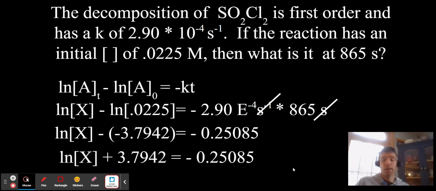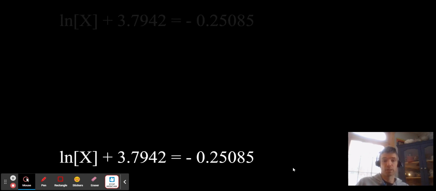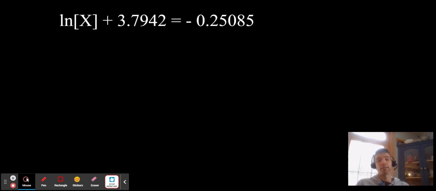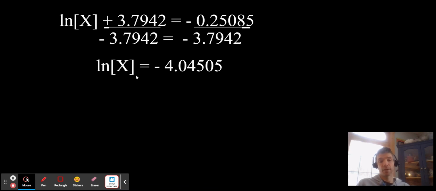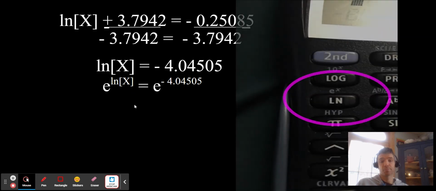All right. And now I ran out of room on this slide, so I'm going to bring it up here. Now the next step is to subtract this number from both sides. All right, and these two things would become a bigger negative. And here I am, the natural log of x is this. Now to get rid of the natural log, you have to take e to the x of both sides. And these things will cancel.